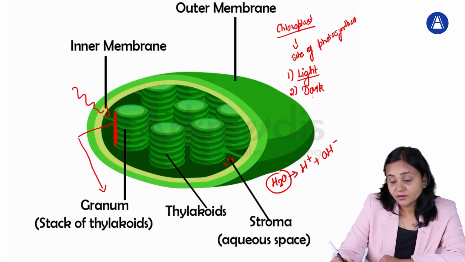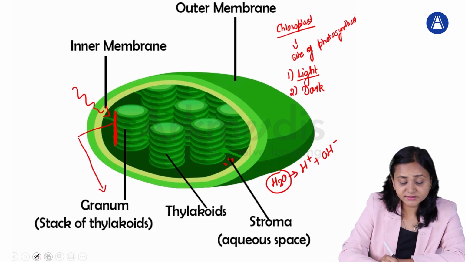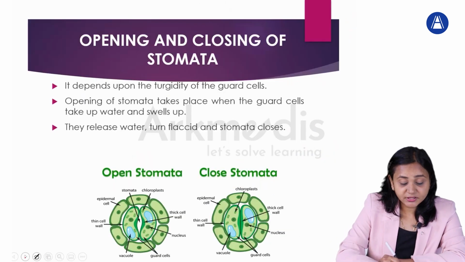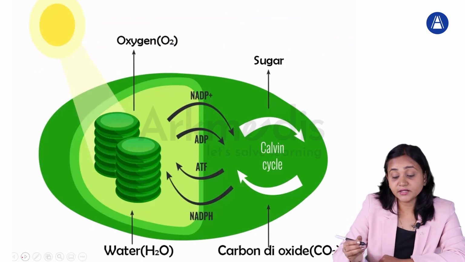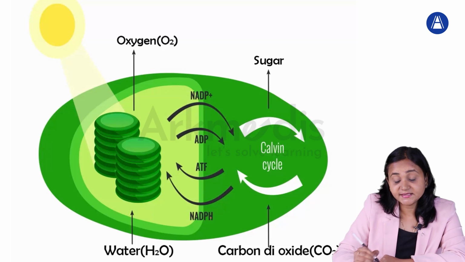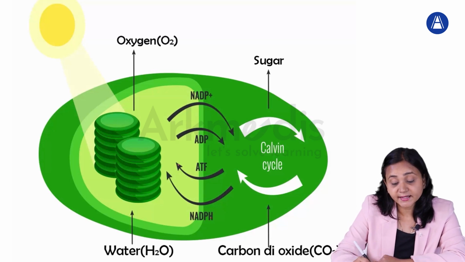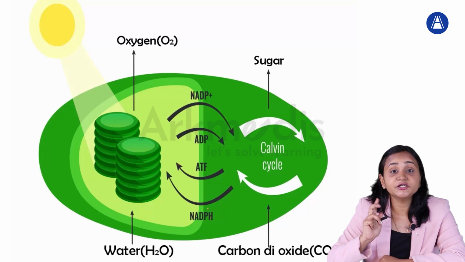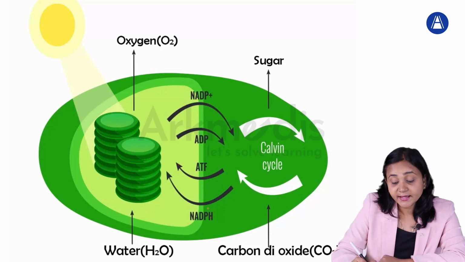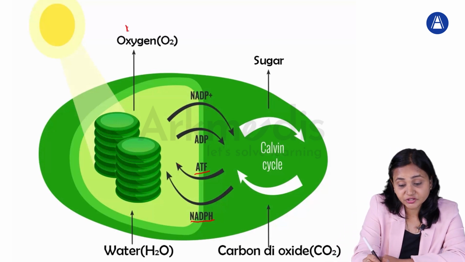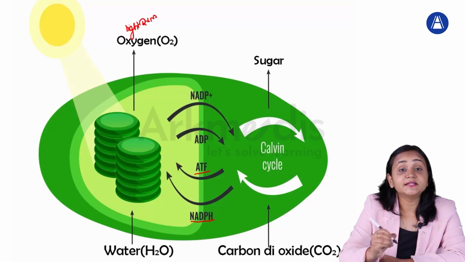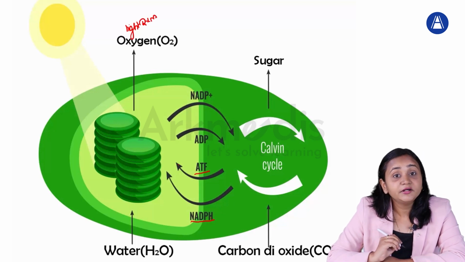And now next what happens is, important low energy molecules are created. What are those? These are the NADPH and the ATP. So, two low energy molecules, that is the NADPH and ATP, are synthesized during the light reaction that takes place inside the grana.